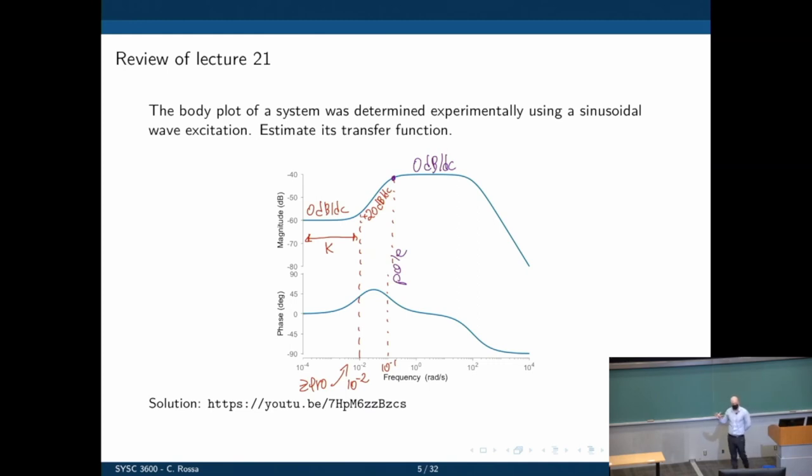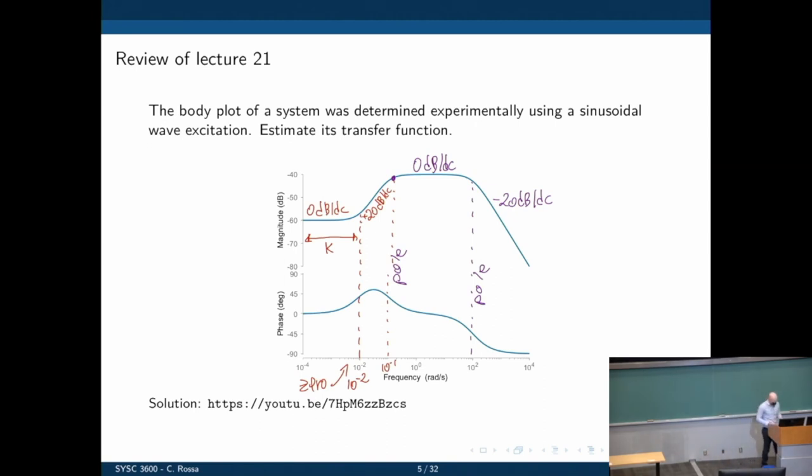We can continue to increase the frequency. And when you reach 10 to the power of 2 approximately, we see another change in the slope. What is happening there? Another pole. And this new pole will make the slope add negative 20 decibels per decade to the slope. The slope is 0 now. It will become negative 20 dB per decade. So here is another pole. Okay, so we have two poles, one zero, and we also have a constant gain that is shifting everything down.